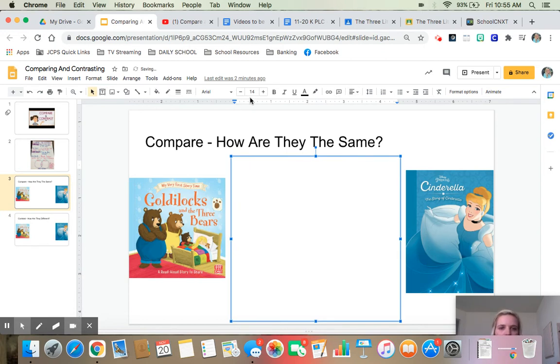Okay, so the first way I could say they are the same is they both have girls with blonde hair. We can see Cinderella right here, and we can see Goldilocks, and they both have the same color hair. Okay, I'm thinking about the other characters. So Cinderella had the prince, her sisters, and Goldilocks has bears in it. So those aren't the same, so I'm not going to put that on here.